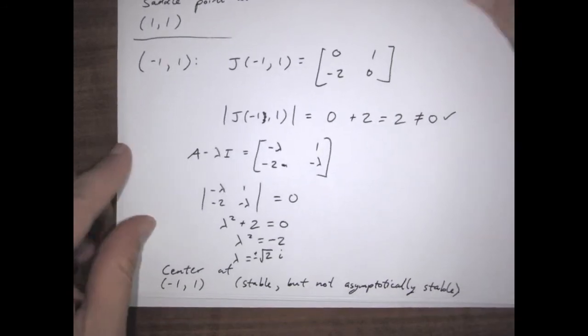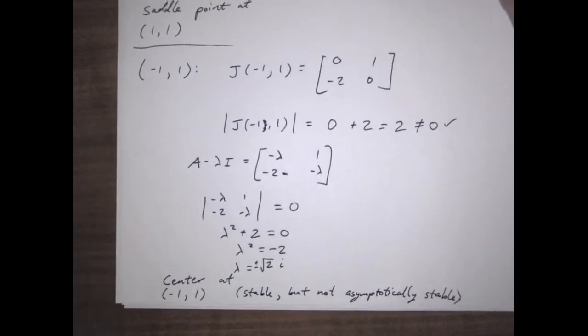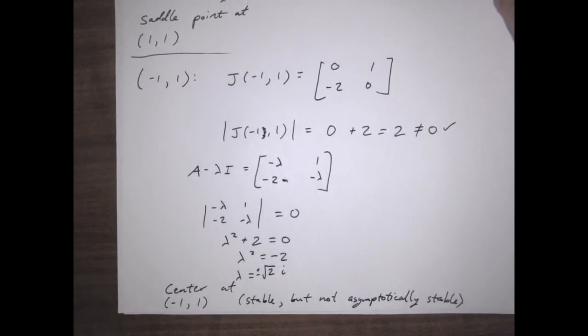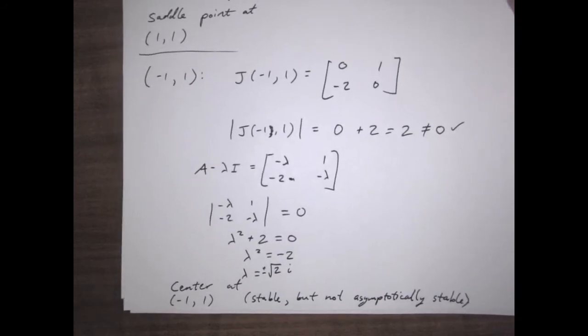Because it does not approach any particular value, but neither does it diverge from that value. So it just goes into a stable orbit around that value.